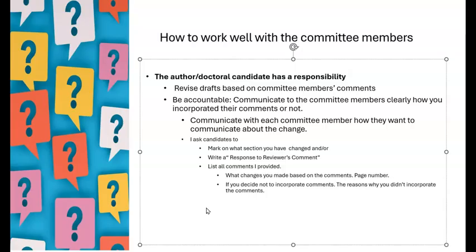If you decided not to incorporate my comments, I would like you to provide reasons why you didn't. These are the things that authors are required to do as they submit the revision of their manuscripts to journal editors. So it may look like a lot of work which you have not been asked to do at master's level or undergraduate level, but I want you to practice doing this as you prepare to become a scholar.